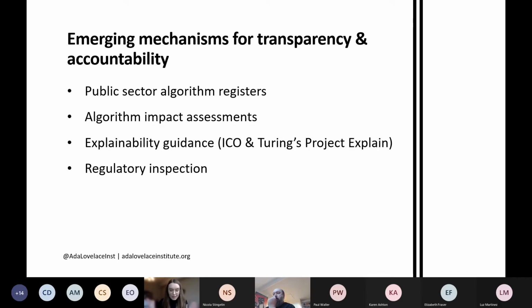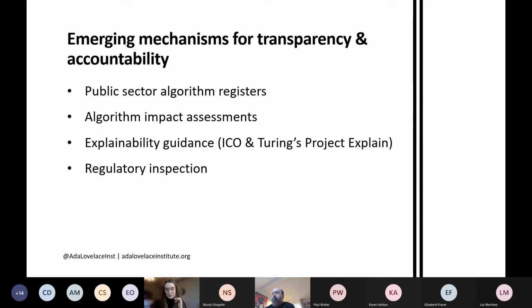So for instance, Canada has brought into law a public sector algorithm impact assessment to be conducted. However, there's still some work to go here, both in terms of what those best look like and if they work. We're yet to see cases of the Canadian AIA used in practice and what that looks like.